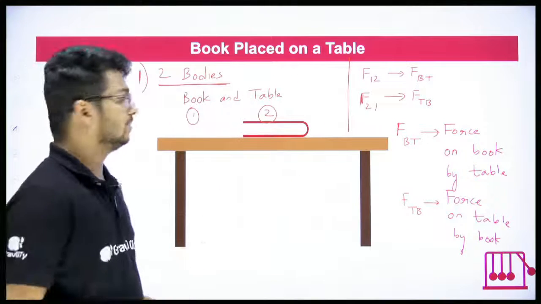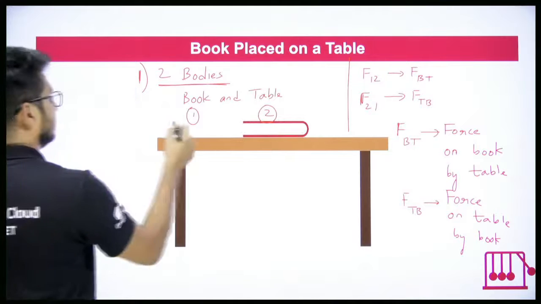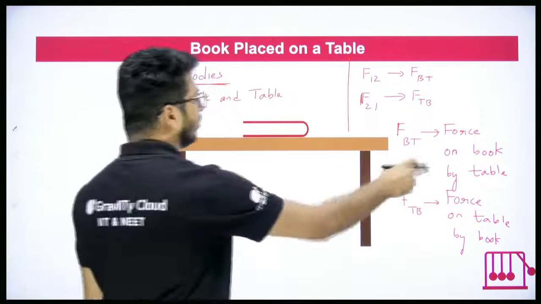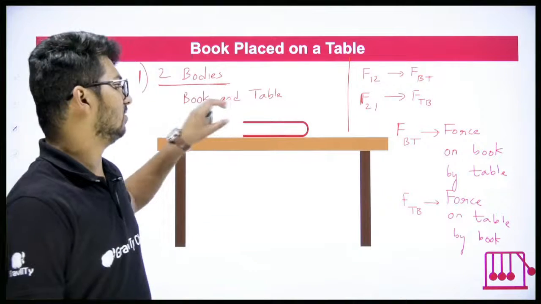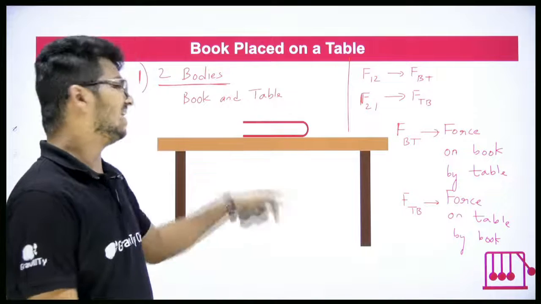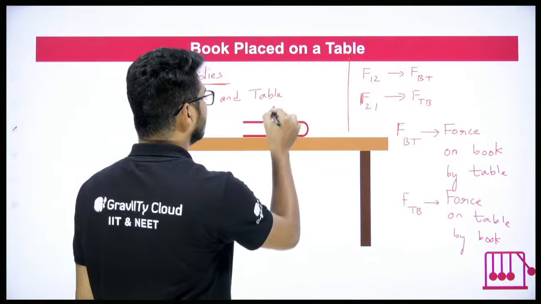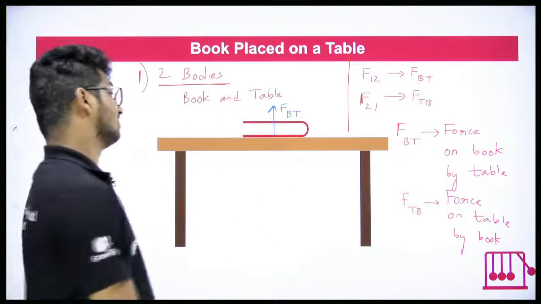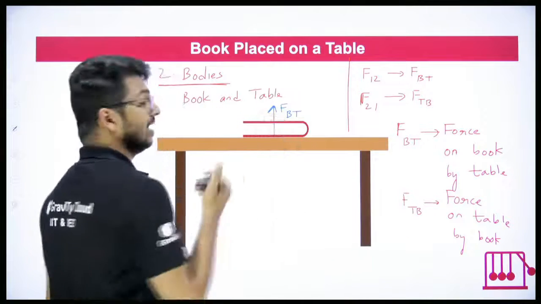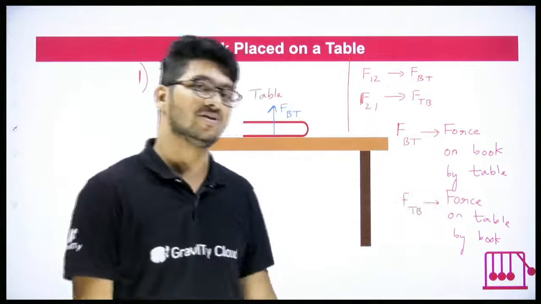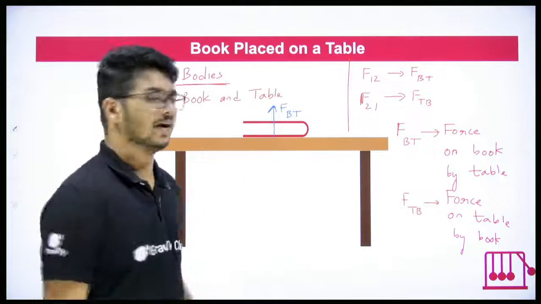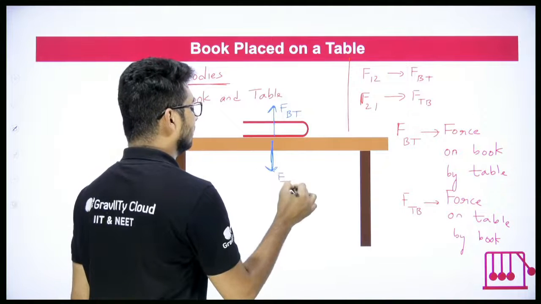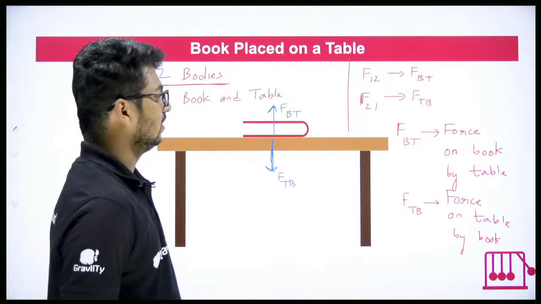Now, so what will the forces be in this case? The two forces will be, force on book by table. Imagine, force on the book by the table. How does the table apply force? Upwards. That is force on book by table. And how does the book apply force on table? Force on table by book. You tell me. I told you, right? Equal and opposite. So on the table, it will be downwards, FTB. That's it. See, we have got all the points.